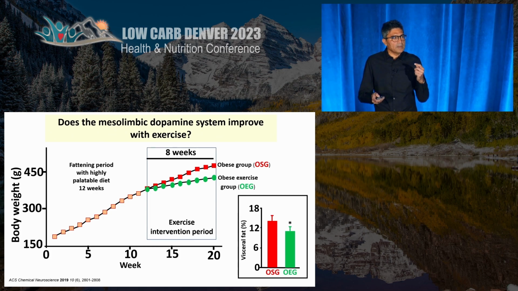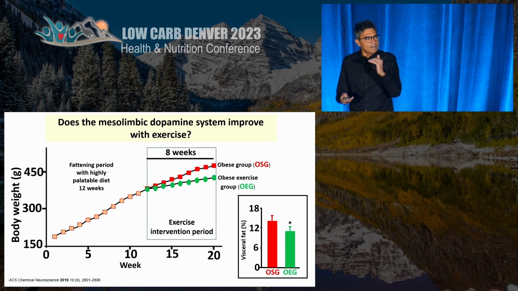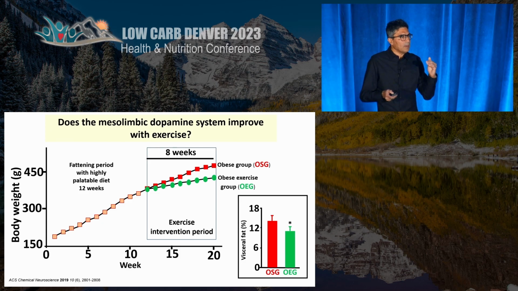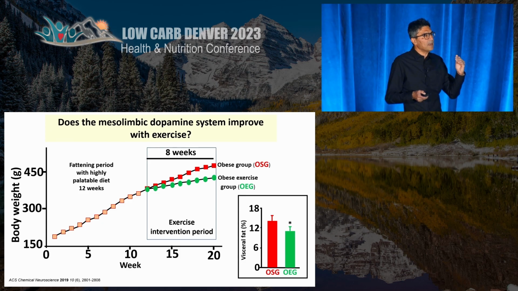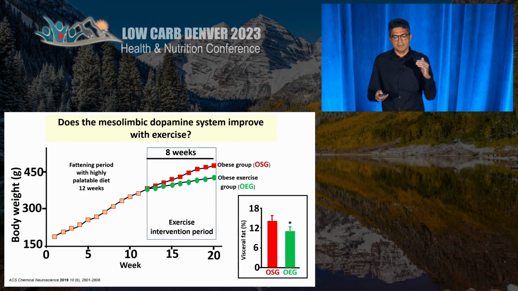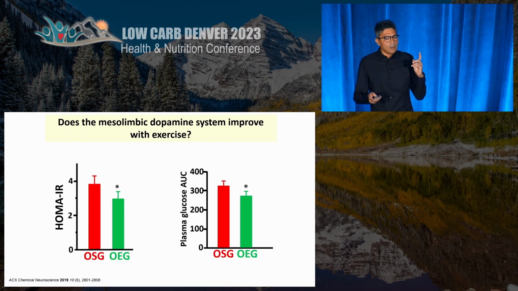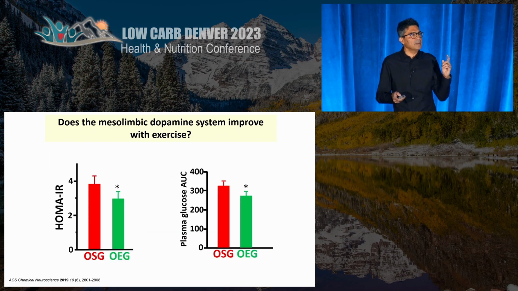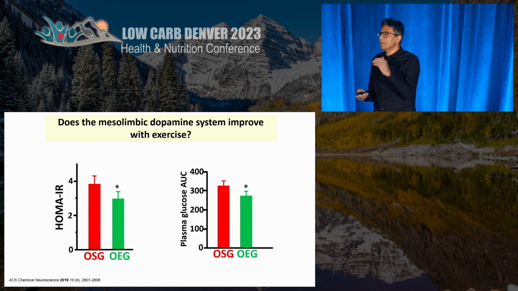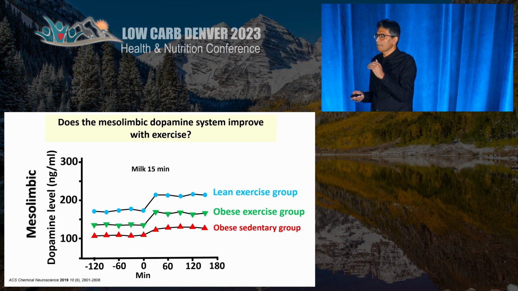So at 12 weeks when they're obese, as they started exercising, their weight went down quite dramatically. With their weight going down, their visceral adipose tissue also dropped. They also had better markers of insulin resistance and were better able to handle glucose.